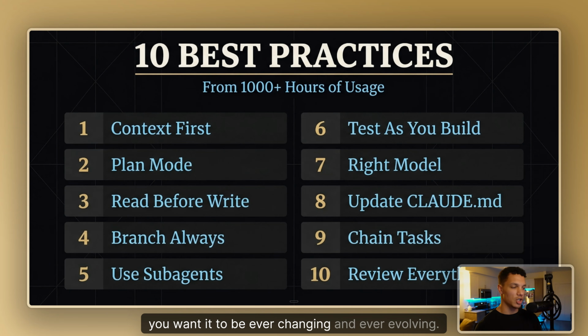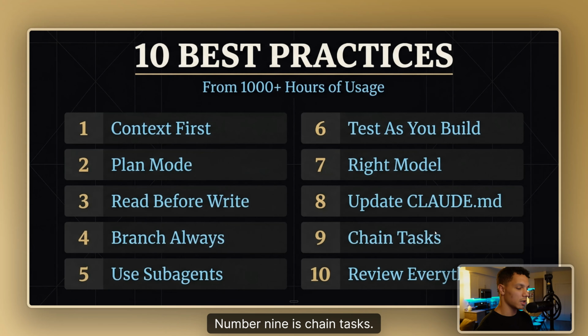You want it to be ever changing and ever evolving. Number 9 is chain tasks. We'll cover this. That's pretty self-explanatory, but stay tuned. And number 10 is review everything.